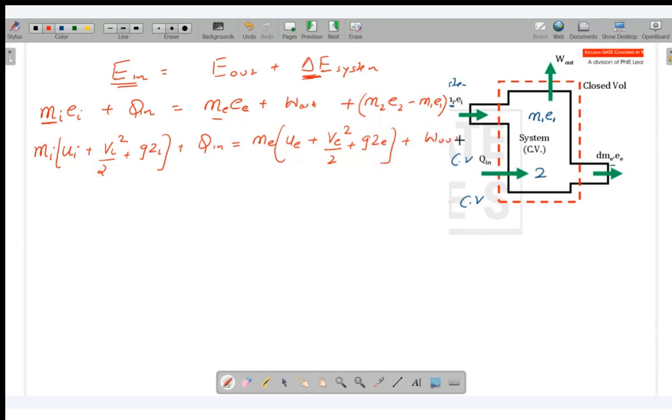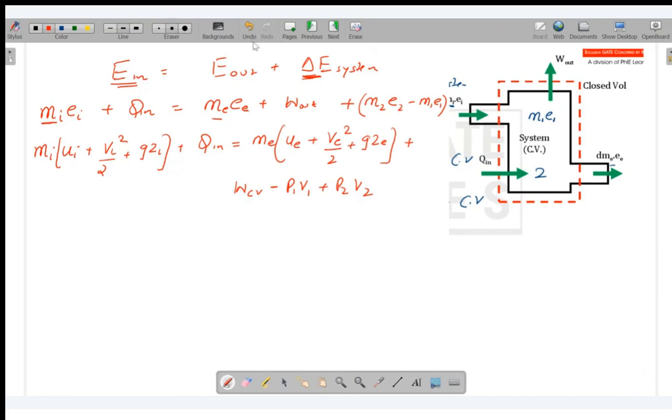Now what is this work output? I already explained it to you. It is the work of the control volume plus or minus P1V1 plus P2V2.